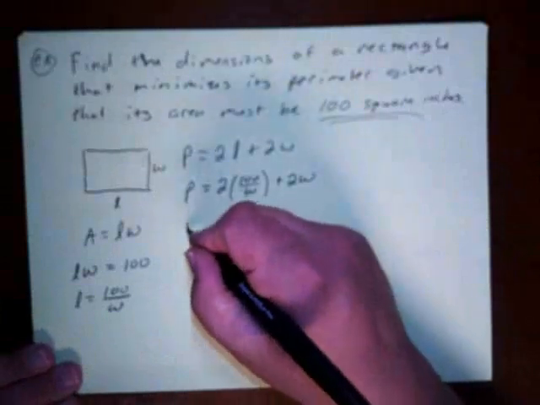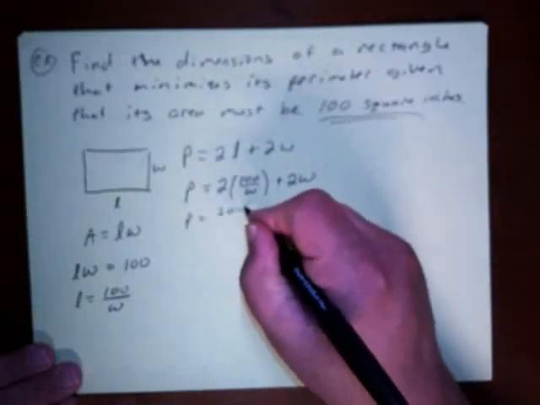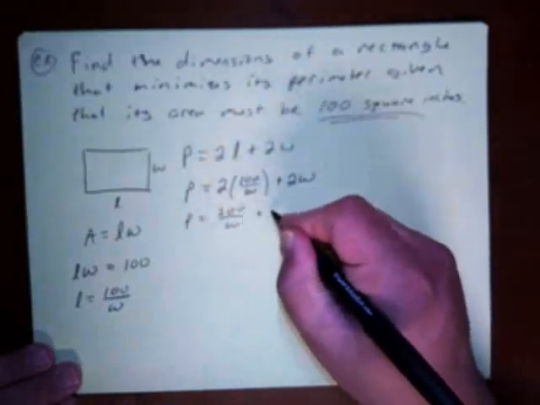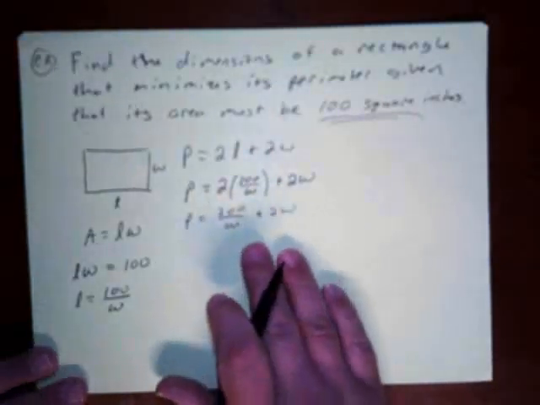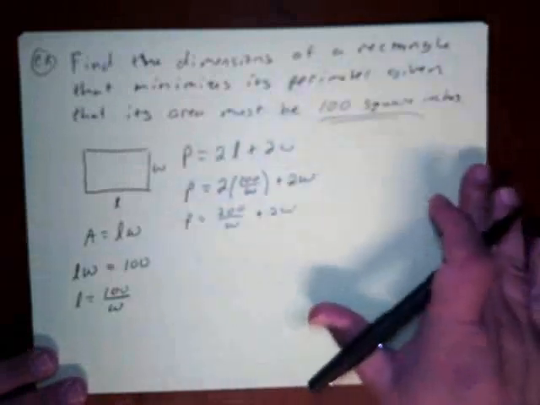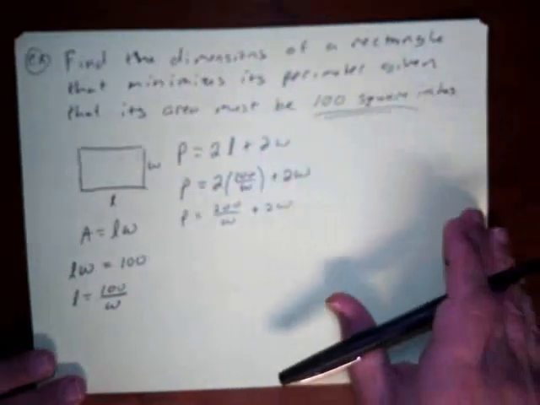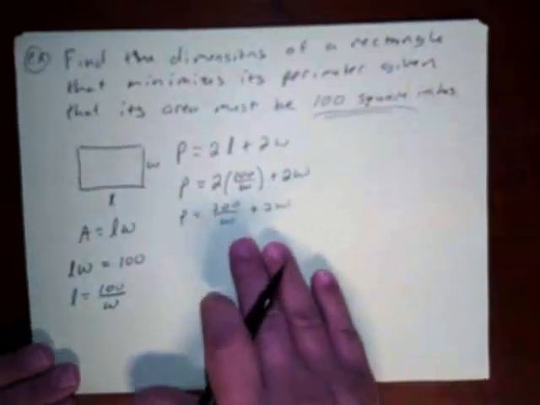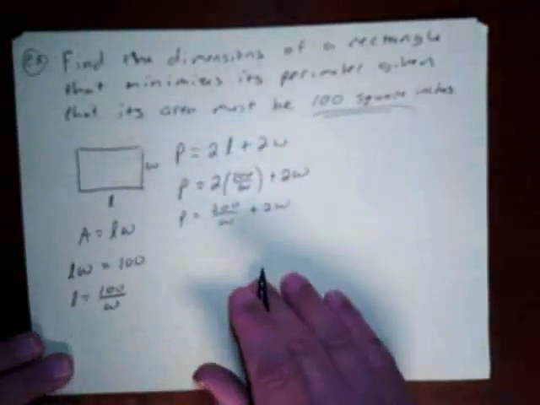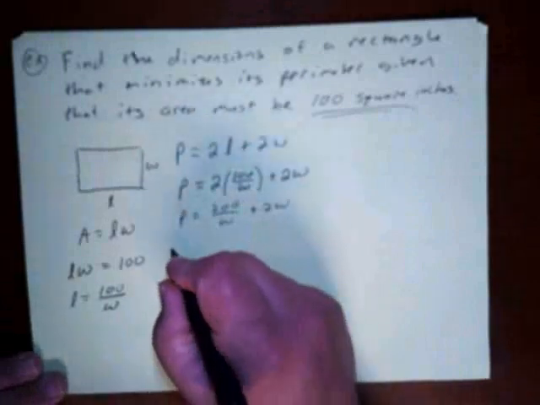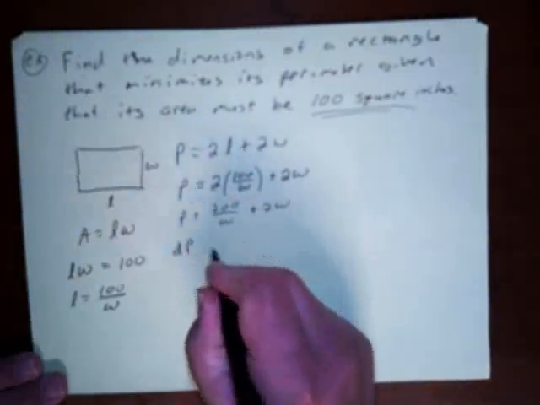Okay, and then I guess I could simplify this. It would be 200/W plus 2W. And now I want to find the minimum value of this. Now the whole thing about the parabola and all that doesn't come into play here, because this certainly isn't a parabola. It is some other function that we know little about. So I'm going to take the derivative here, and we're going to find the critical point.